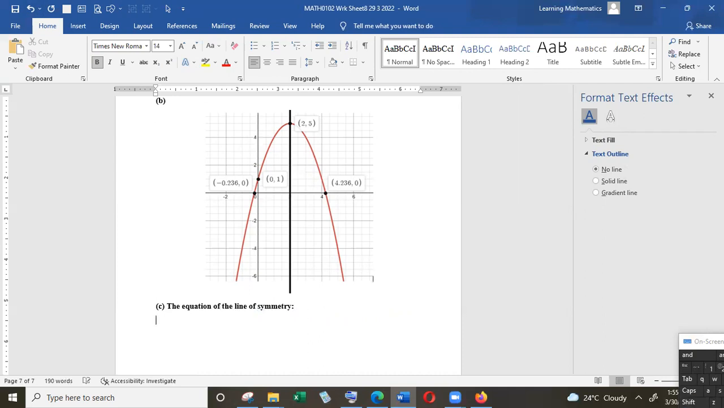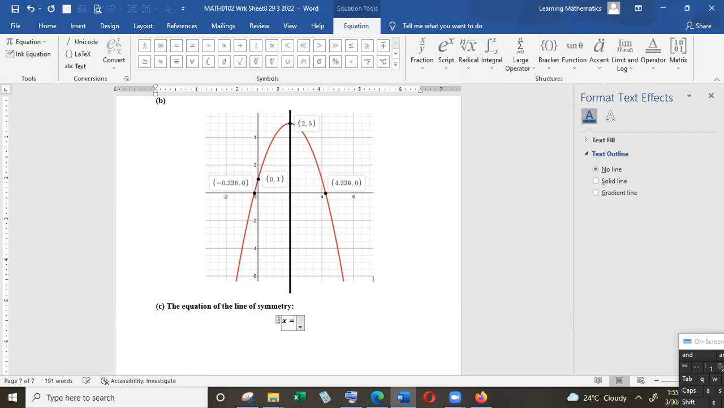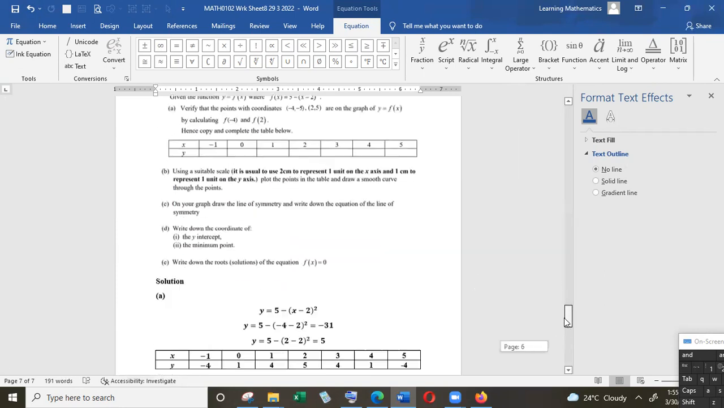So as you can see, the line of symmetry is passing through x equal to 2. Okay, so x is equal to 2. Right, that is the equation of the line of symmetry. X is equal to 2. See it right here. All these are the x values, 0, 1, 2. And let's move on to D.